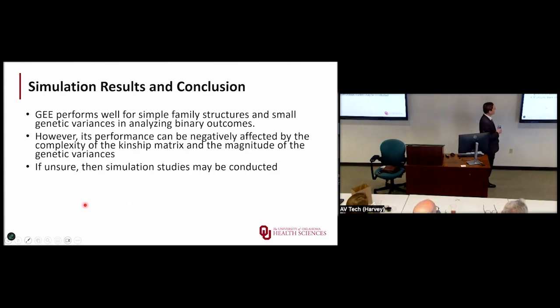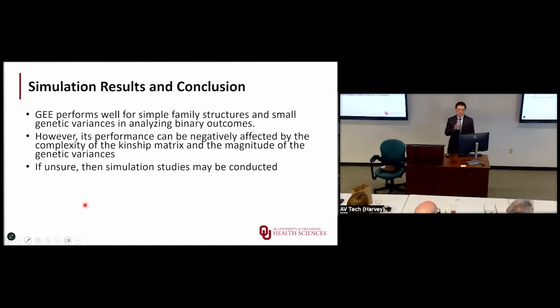All right, I want to move on to the simulation results and conclusion. Again, to our surprise, we didn't anticipate GEE performs well, but it did. And it's no wonder, the seminal paper of GEE was written by 2 researchers at Johns Hopkins, and these 2 guys just won so many awards and have tons of citations. It's wonderful. It performs well for simple family structures and small genetic variances. And that's the case for the Strong Heart Study. We have a very small genetic variance.